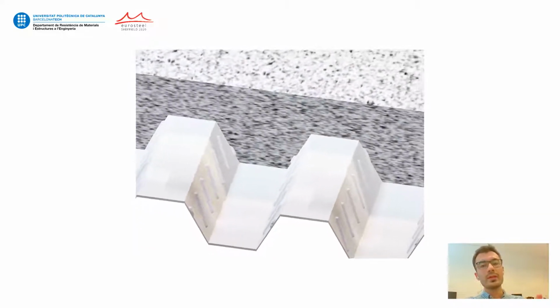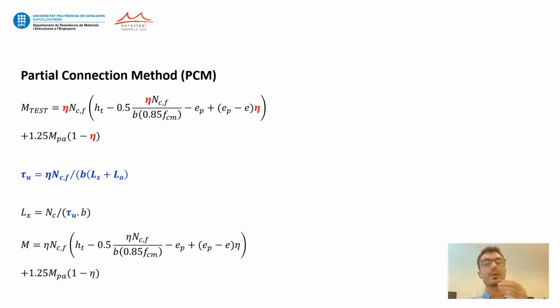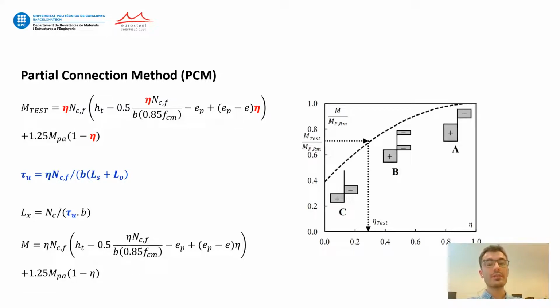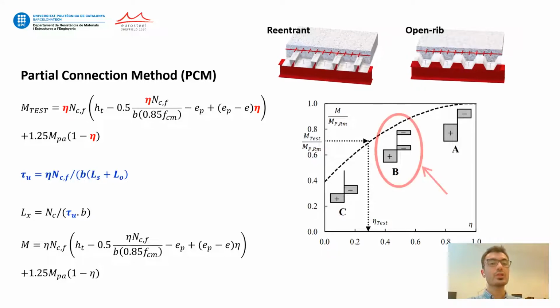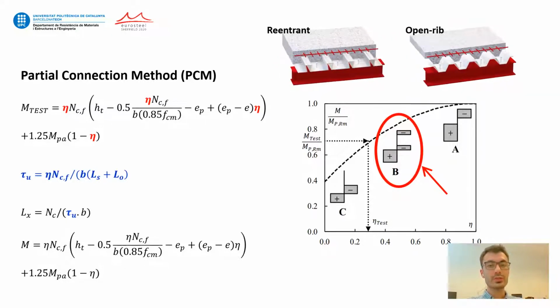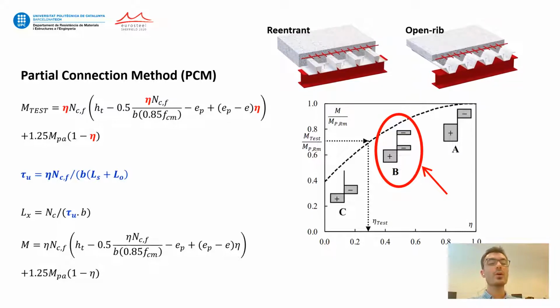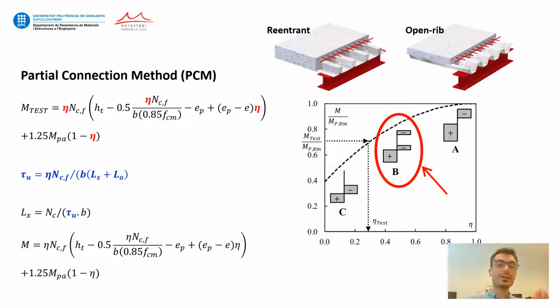A method to evaluate the design resistance of the composite slabs is called the partial connection method. We will skip over the details, as the objective is not to explain the theory, but the question is, does the common types of slabs, open rib and reentrant, show a stress distribution close enough to the partial connection hypothesis or not? And if they behave differently, what are the reasons for that?